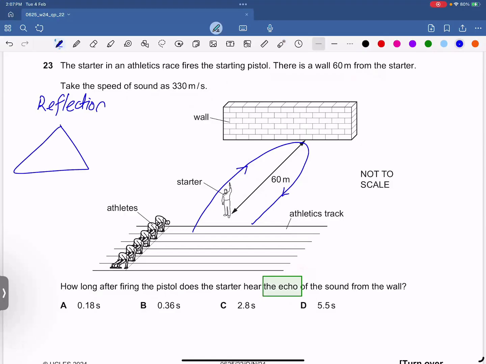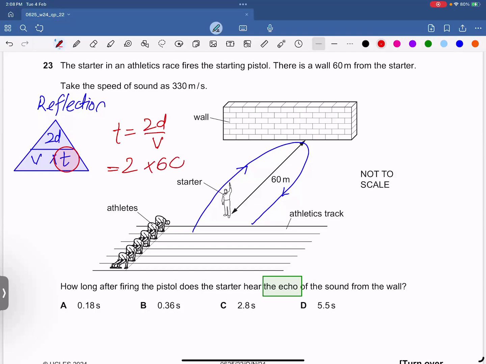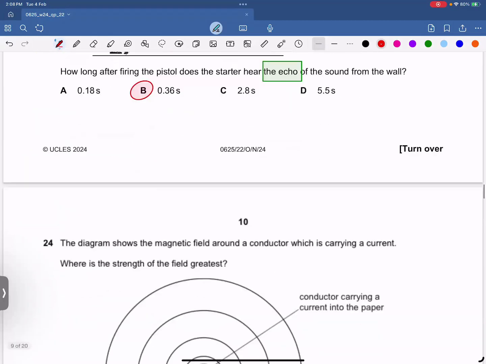So in this case, the wave speed formula for echo we use is V equals double the distance over time. So you rearrange to make the subject time, which will be double the distance over speed. So double distance is 60, speed is 330. So 2 times 60 over 330, 0.3636. B. Interesting question, a good question, my dear students. Now we go to question number 24.